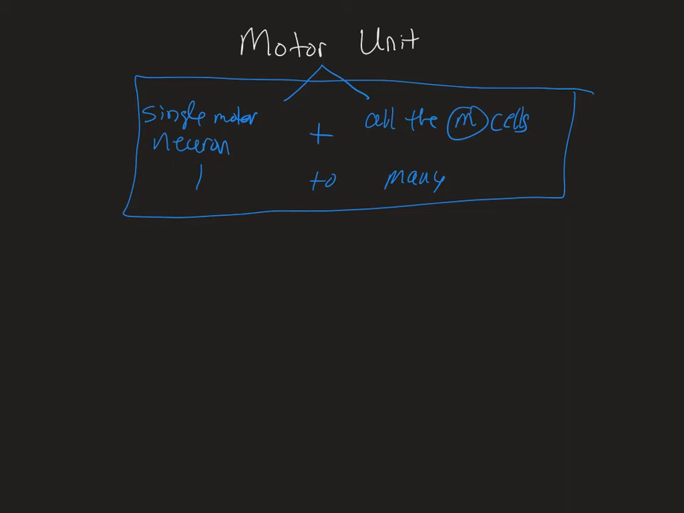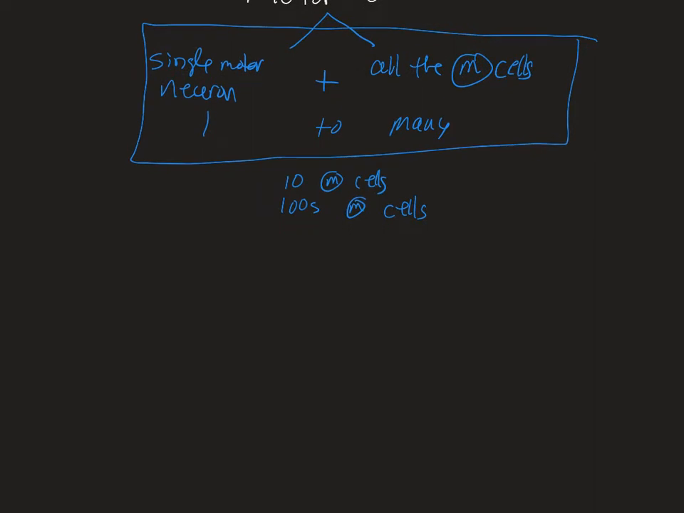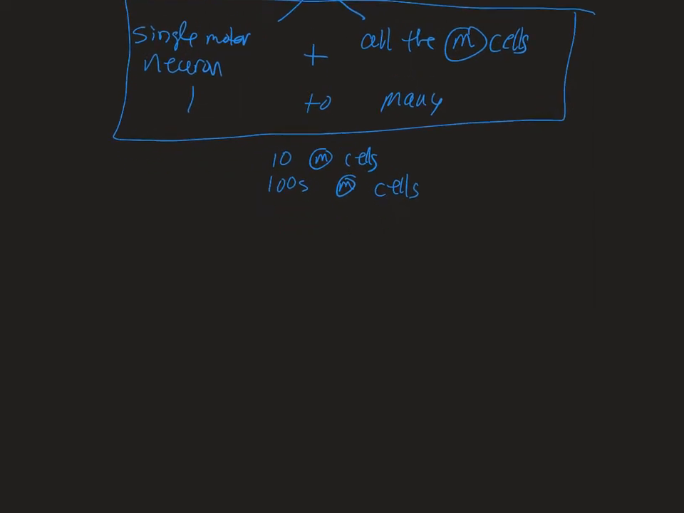This single motor neuron might be going to 10 muscle cells or it might be going to hundreds of muscle cells. So when you are looking at this, you will have your motor neuron, and there I'm drawing your little motor neuron. It is going to have little branches that extend down and innervate that entire muscle cell.